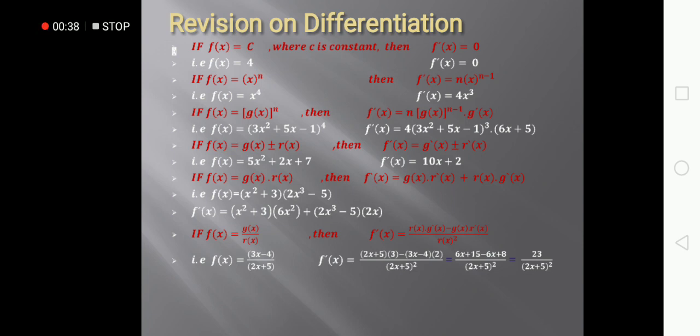Number 3, if f of x equals g of x power n, then f dash equals n g of x power n minus 1 times g dash of x. For example, f of x equals 3x power 2 plus 5x minus 1 all power 4, f dash of x will be equal to 4 times 3x power 2 plus 5x minus 1 all power 3 times 6x plus 5, which is the derivative of the bracket.